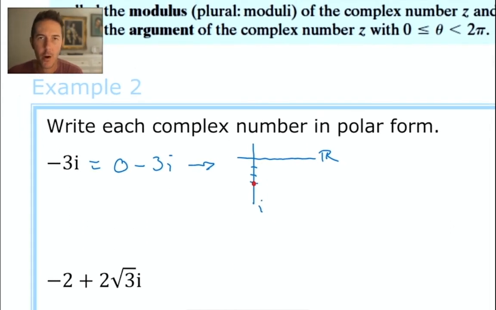Now remember, we need an r value and a theta value. R represents how far we are away from the pole or the origin. So in this particular case, I think it's fairly obvious that our r value is equal to 3. And I think it's also fairly obvious that our theta value is equal to 270 degrees or 3 pi over 2.